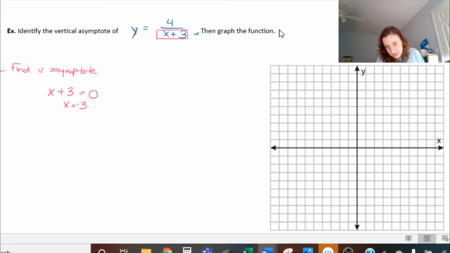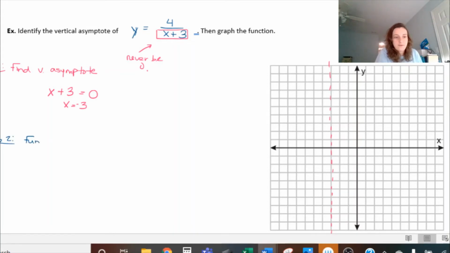So I'll come over here to 1, 2, 3, -3, and here's my vertical asymptote, because this graph will never exist here, because this value here can never be 0, because you cannot divide by 0. It's undefined. All right, so we've just found the asymptote to be at x is equal to -3, and then step 2 is going to be to make your function table in order to graph.